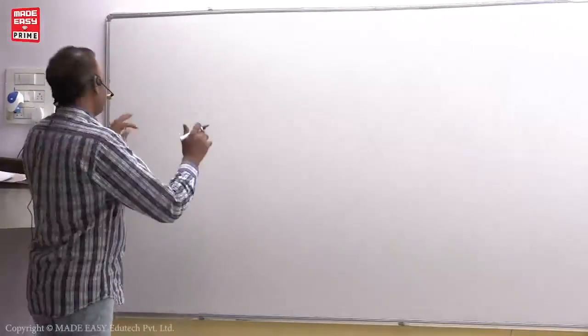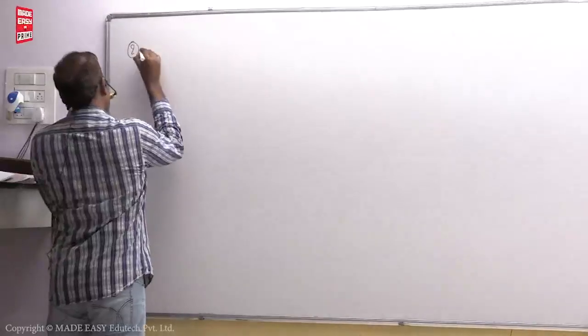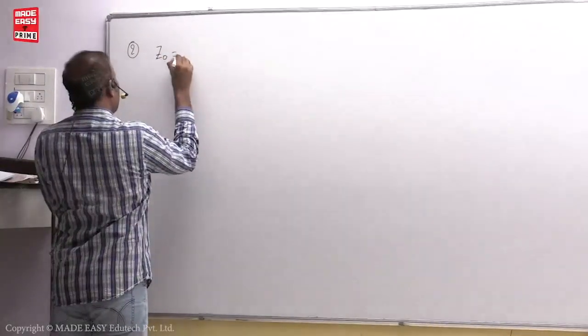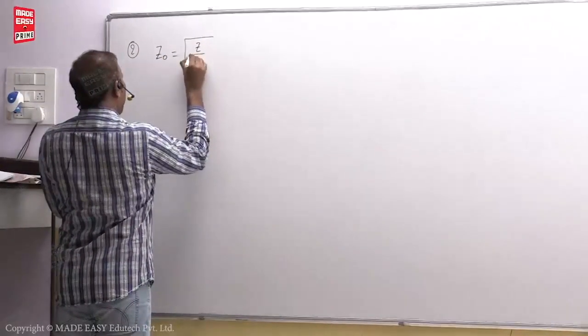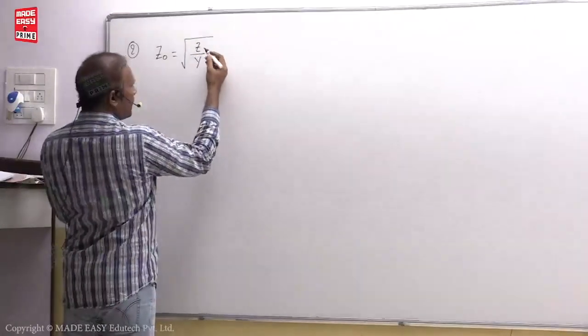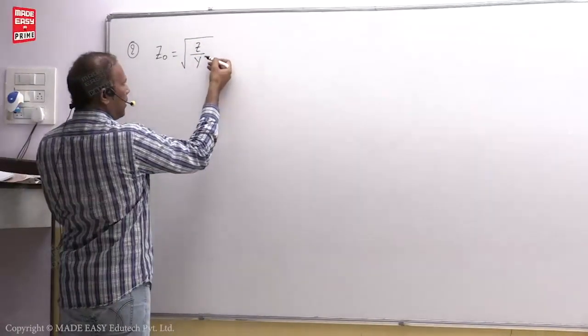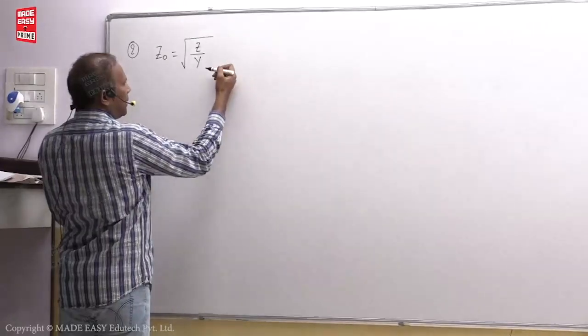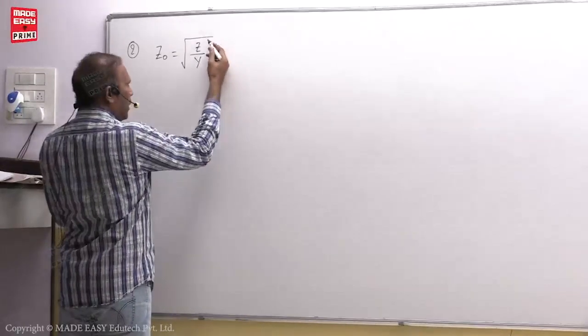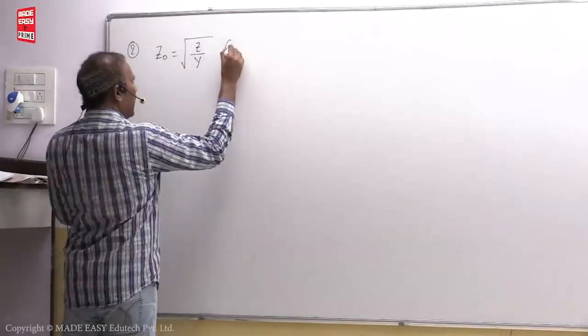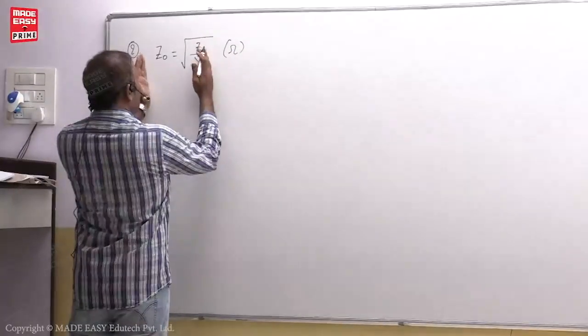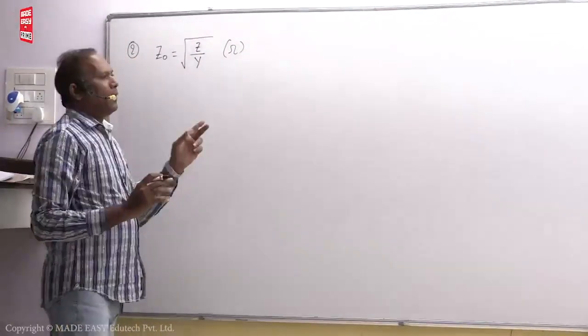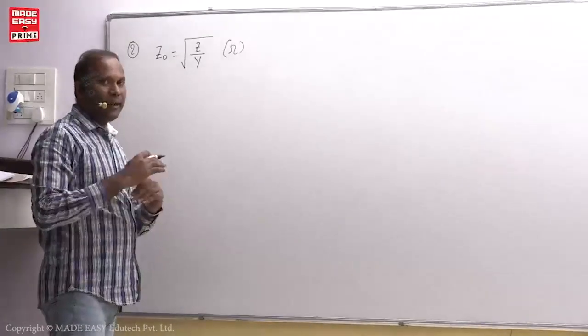So students, in the note, the second point is that the characteristic impedance Z0 is root of Z by Y, because this is ohm per meter and mho per meter. Per meter cancels. Root of ohm square is ohm, and we will get this definition when we relate V and I.